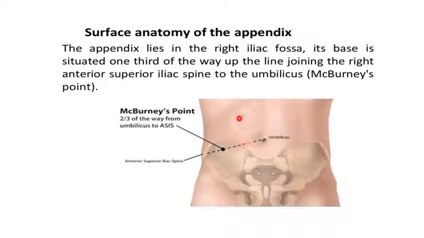If we see the surface anatomy of appendix, then it lies in the right iliac fossa and its base is situated one third of the way up the line joining the right anterior superior iliac spine to the umbilicus. If we join this line, then its base is located at the junction of lateral one third and medial two thirds at this point, and this point is called McBurney's point. And this is clinically very important because in case of appendicitis, at McBurney's point there is localized tenderness.